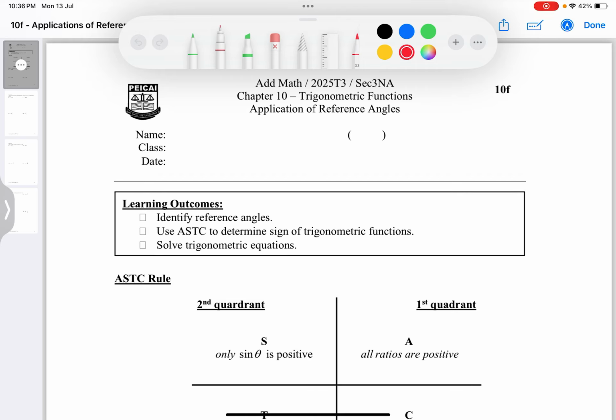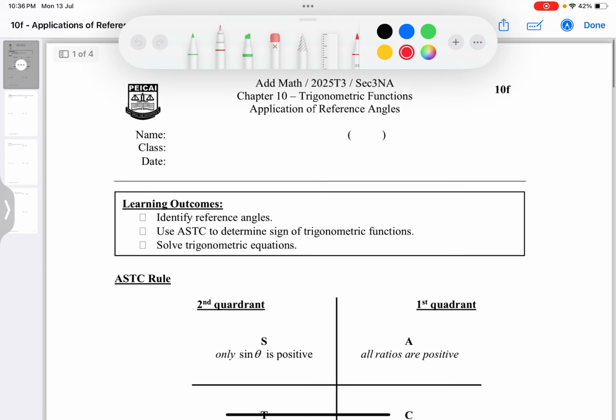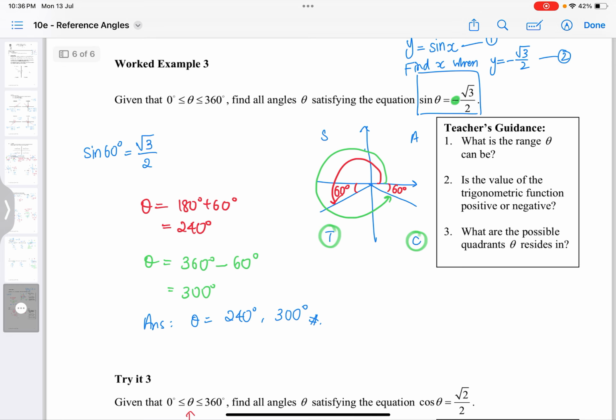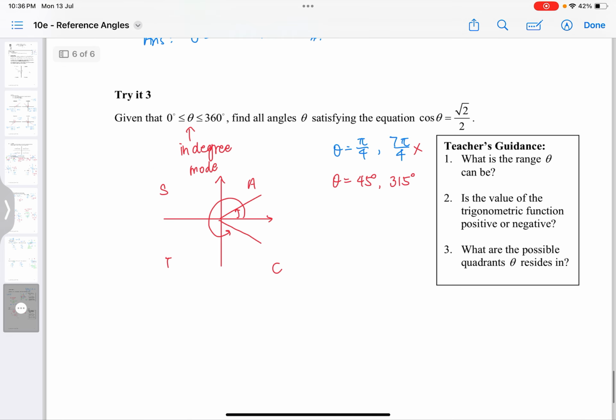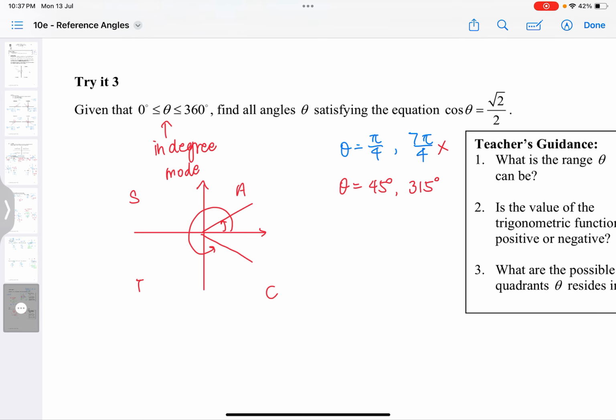I'm going to start on the worksheet 10F on applications of reference angles. But before I go into this worksheet, I think I will cover a bit on the last question of the previous worksheet on reference angles. Try 3. I think I previously shared that the answer was pi over 4 and 7 pi over 4, but that is not correct. That is in radian mode.